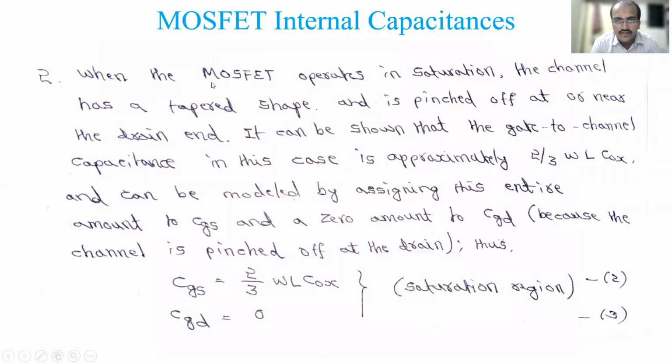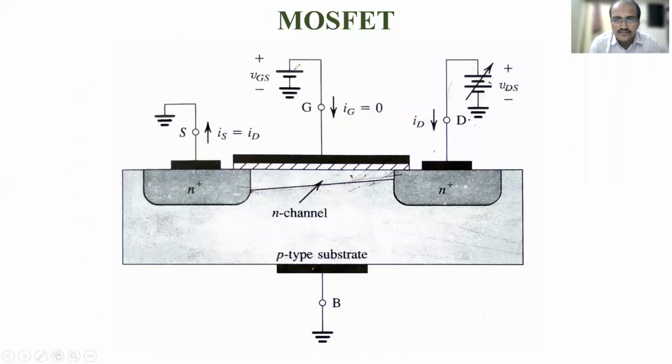Next, the second calculation: when the MOSFET operates in saturation, the channel has a tapered shape and is pinched off at or near the drain end. You have seen this; I will show you pictures. See here, the same structure, with a fixed VGS, and now the VDS value is increased. It is no longer a small VDS. If you keep increasing VDS, the uniform channel slowly takes a V shape, a tapered shape, and finally moves to a state where there is no path for current to flow from drain to source. This is the case of the saturation region.